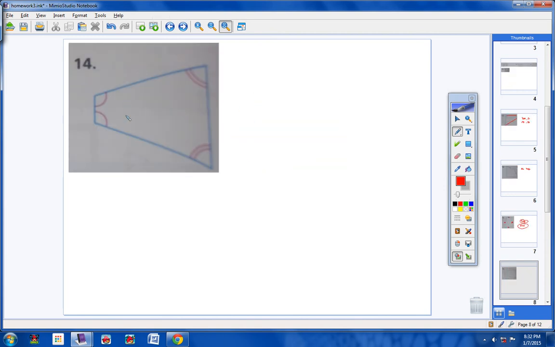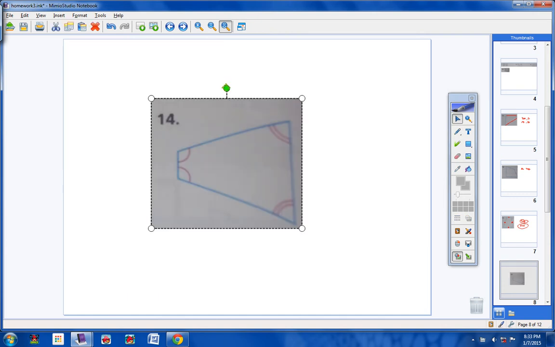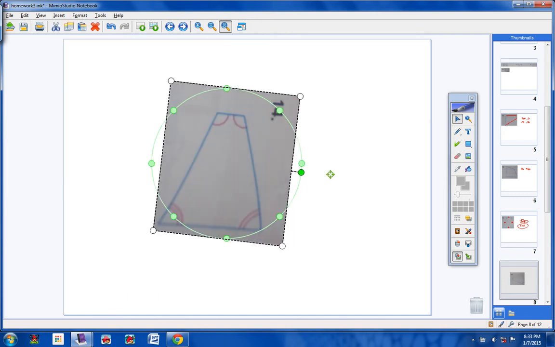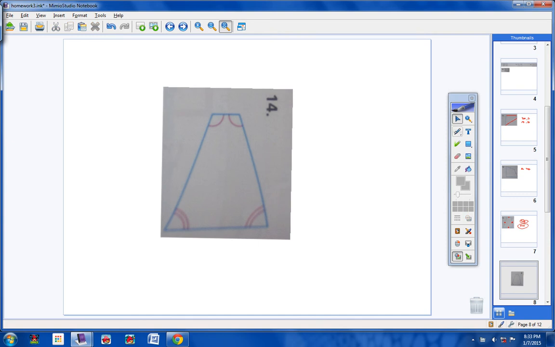Okay, number 14. Okay, let's take a look at this here. Now, students, somehow we have to come up with a way of proving that these two lines here are parallel. Now, common sense tells us they are, but still, we got to somehow say that this line here and this line here are parallel.